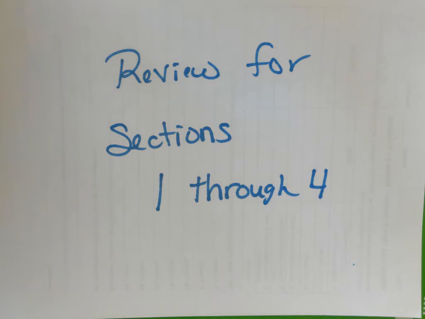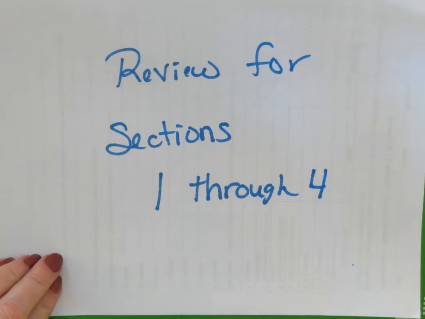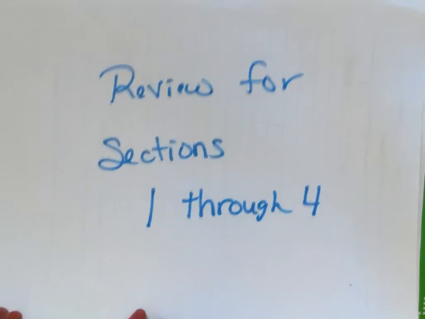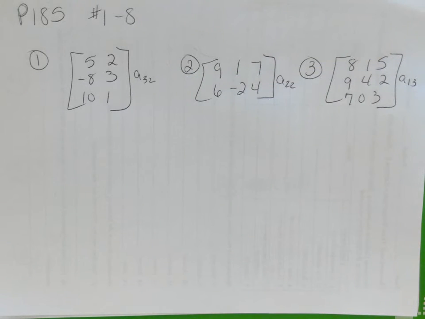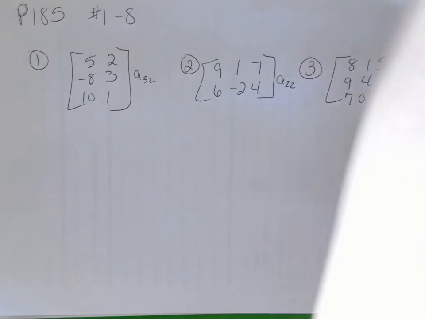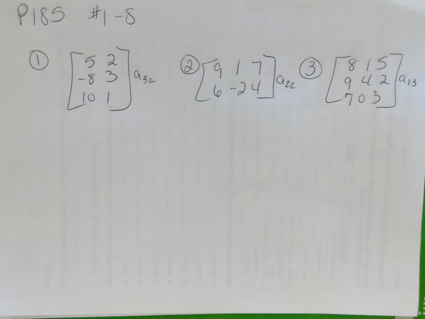Okay, let's review chapter 4, sections 1 through 4. This is the matrix chapter, so let's review those first 4 sections. I suggested that you start with page 185, problems 1 to 8. So here we go. The first one says, state the dimensions of each matrix, then identify the indicated element.